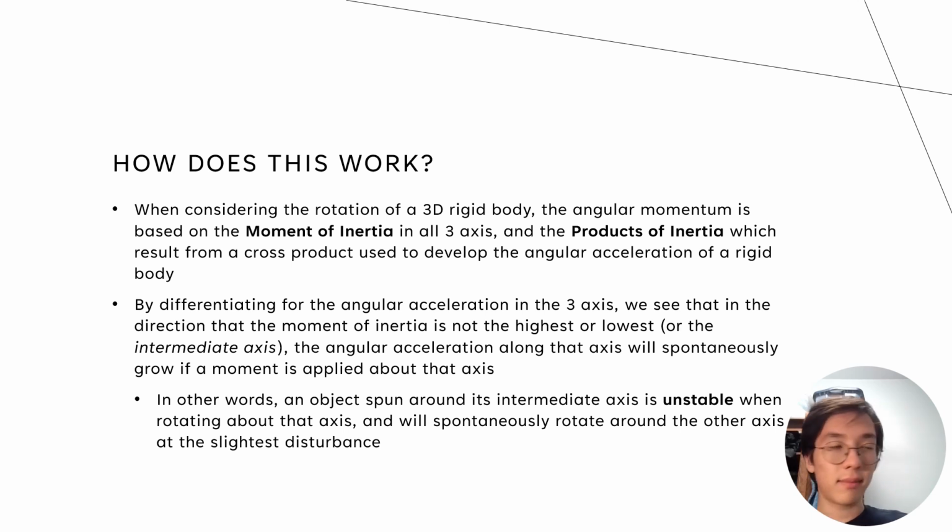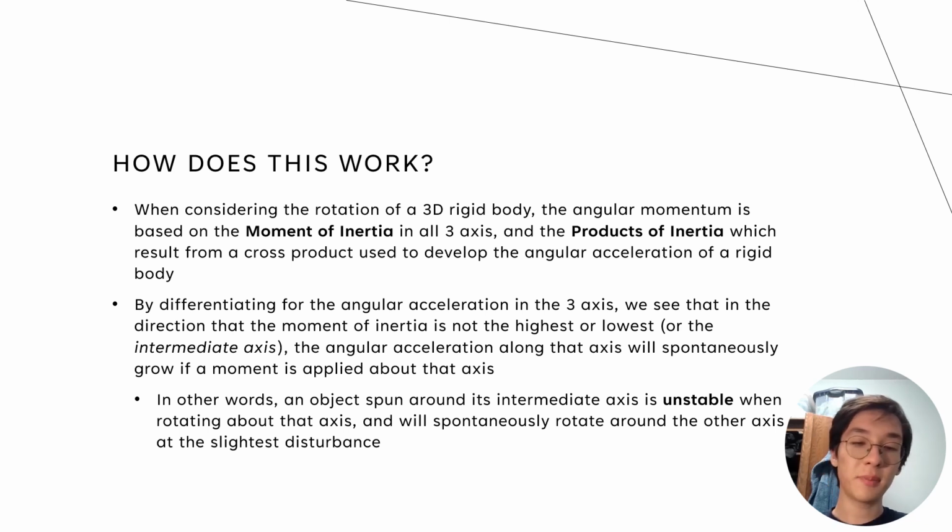So how exactly does that work? Why does it display this odd behavior? When you consider the rotation of a 3D rigid body, the angular momentum is based on the moment of inertia in all 3 axes and the products of inertia, which result from cross products used to develop the angular acceleration of a rigid body. Whenever you differentiate those angular accelerations, you see that in the direction where the moment of inertia is not the highest or the lowest, the angular acceleration on that axis will spontaneously grow if any moments are applied that are not around that axis.